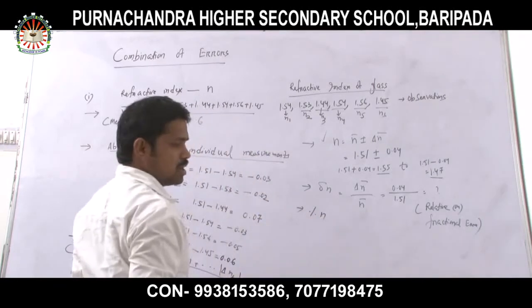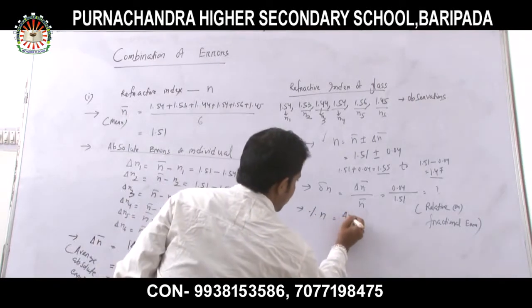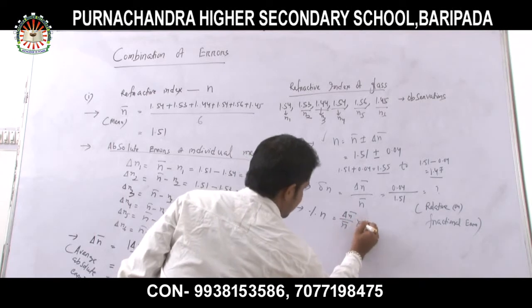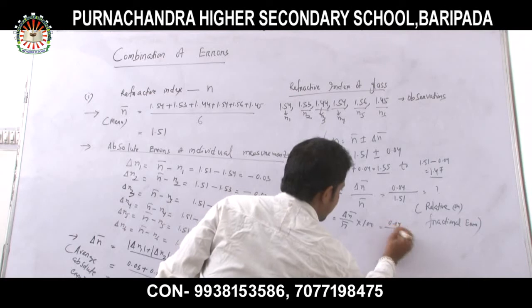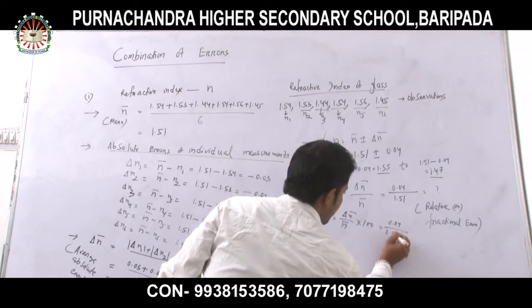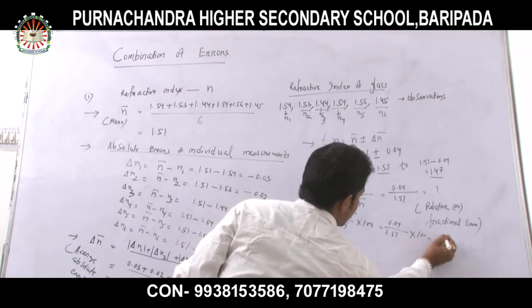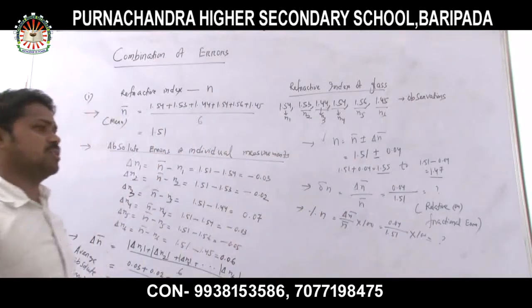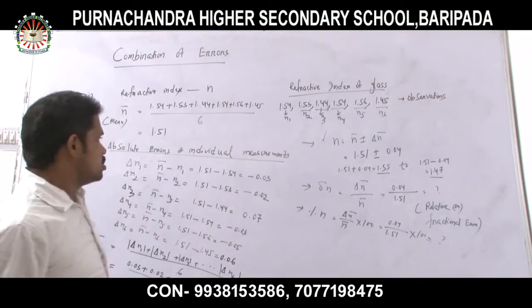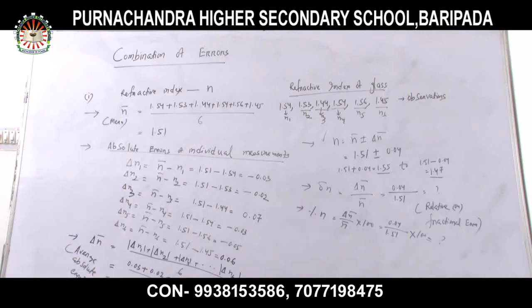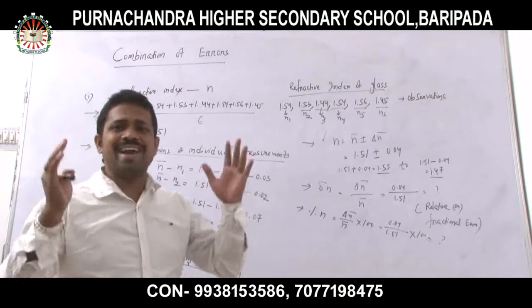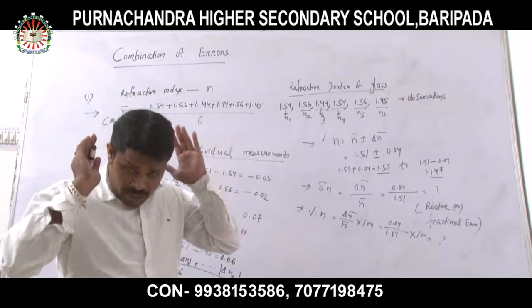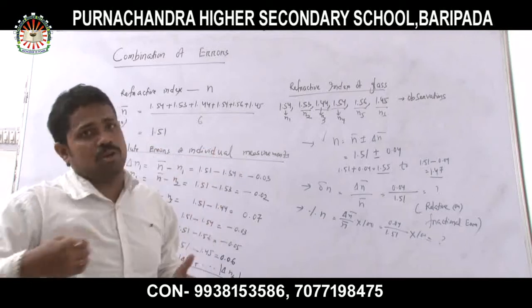The last one is the percentage of error. The percentage of error in n is del n bar divided by n bar into 100. So that is 0.04 divided by 1.51 into 100. Just solve it and you will get the percentage of error. Understood? This is how you can easily find out the random error for an experiment or for the given observations.